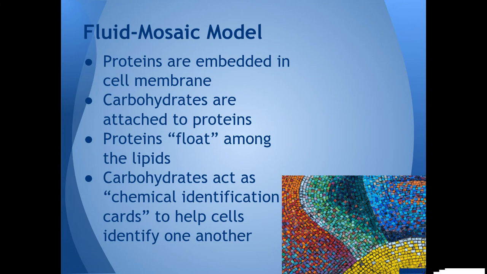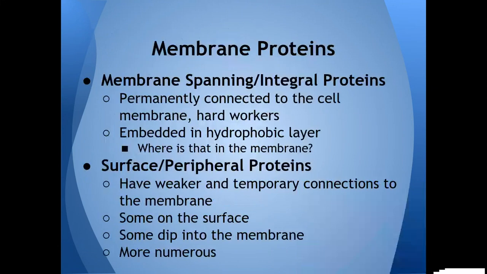I'm this type of cell if you need me or you need to send me a message. So those carbohydrates are really important. But even more important are the membrane proteins. So we have 2 types. The first are membrane-spanning proteins, which are also known as integral proteins.